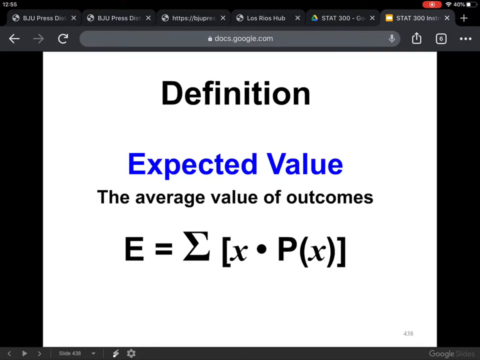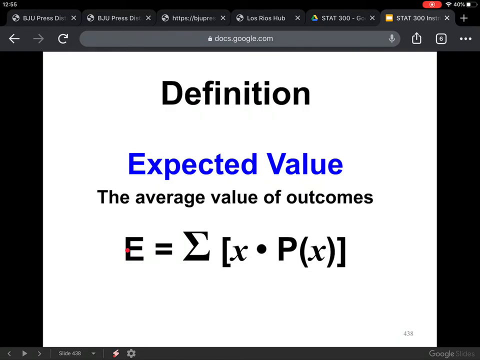And hopefully you recognize this formula. The sum of x multiplied by its probability is something you've seen before. That is actually the mean. So the expected value and the mean are exactly the same thing. What's the average outcome? What's the average of a probability distribution?